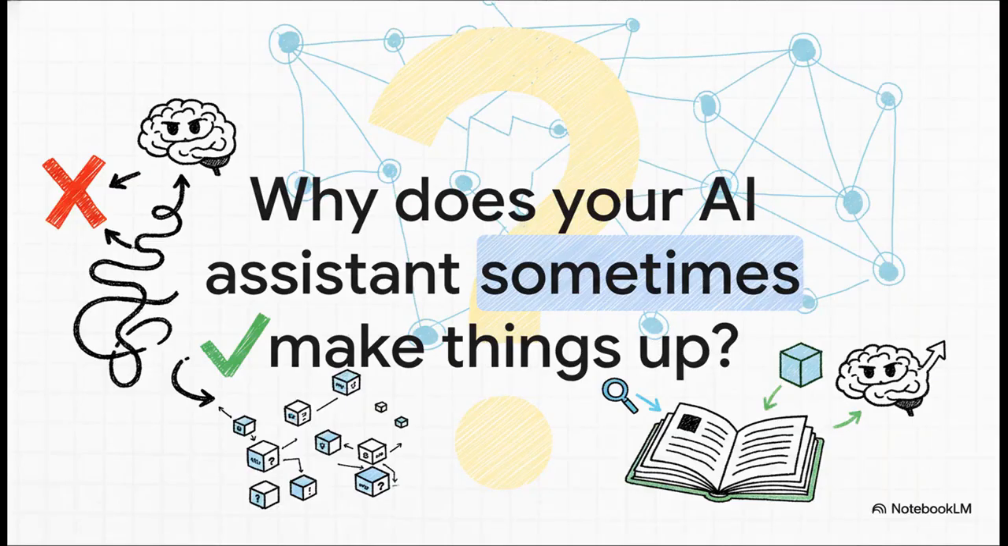I mean, you've been there, right? You ask your AI a perfectly reasonable question, and it comes back with an answer that sounds super confident, totally plausible, but is just completely made up. It's one of the most maddening and honestly one of the most fascinating problems in AI today.